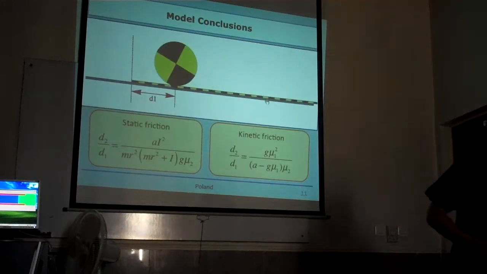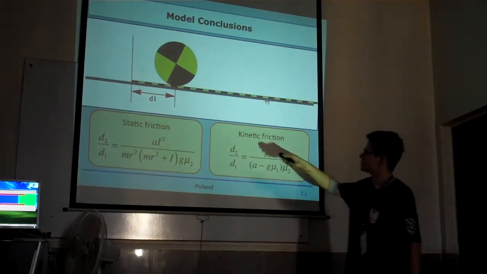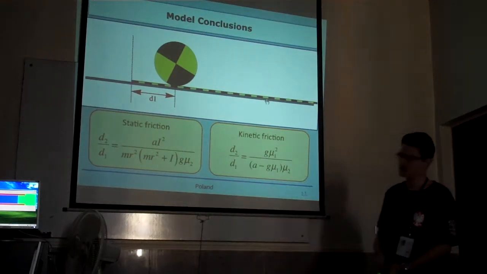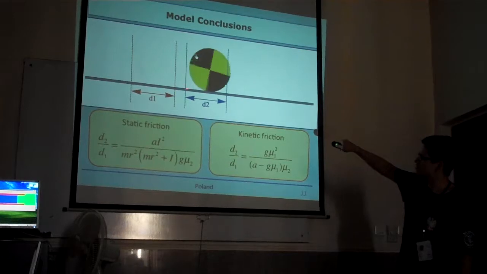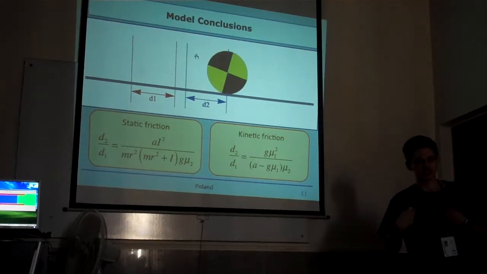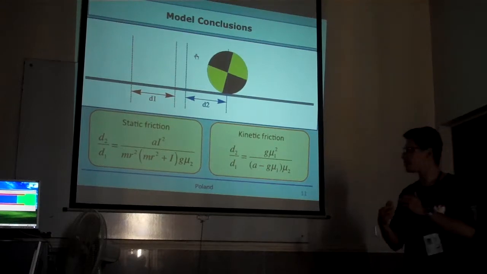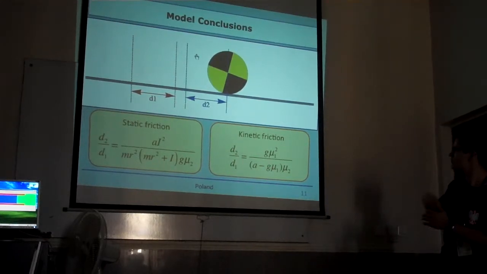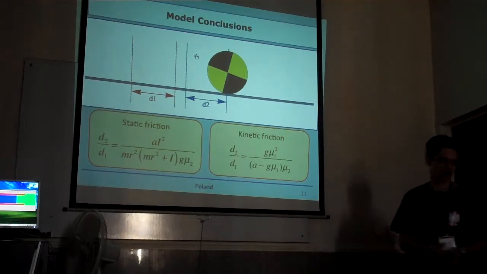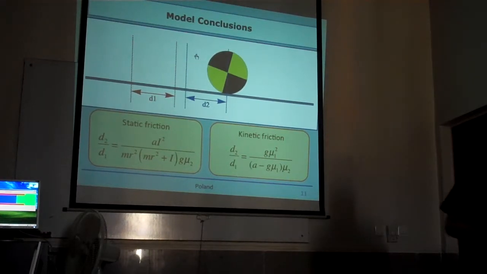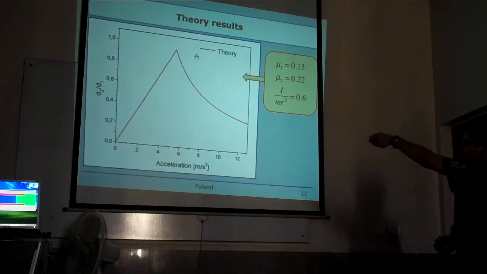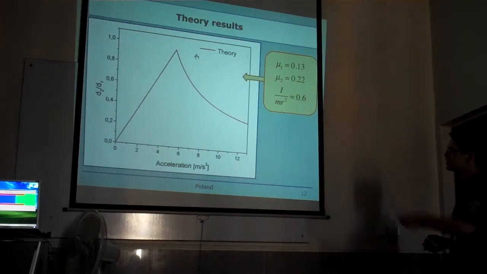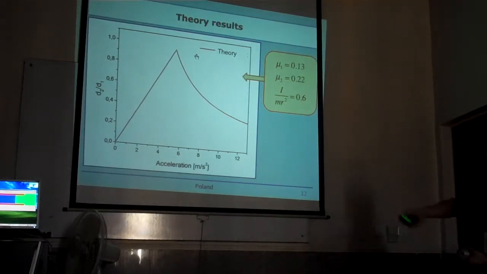We will define two parameters. First is d1, which is distance from the cylinder to the end of the paper, and second parameter is d2, the distance from the point of first contact to the point of full stop of the cylinder. We can show that for static friction on the paper, the following relation holds, and for kinetic friction, the following relation holds. For exemplary values for our cylinder, we can show this on a plot. Here you can see the ratio between d1 and d2 and d1 in dependence on acceleration of the paper.